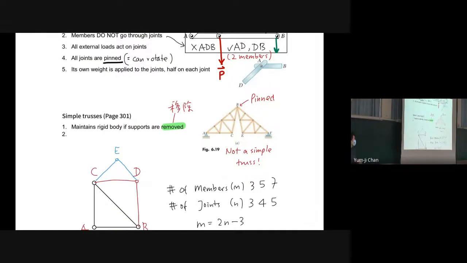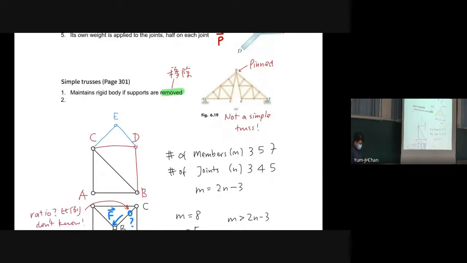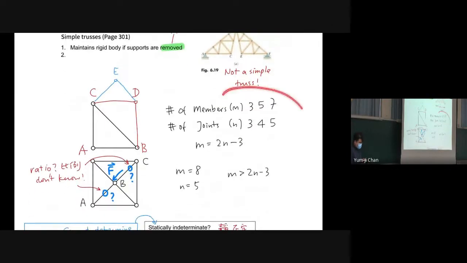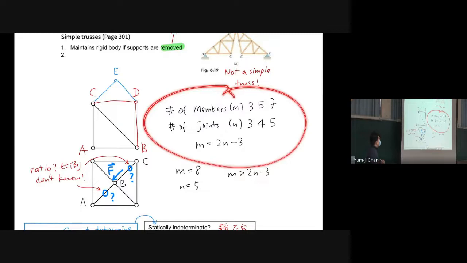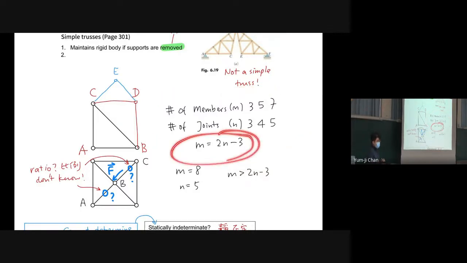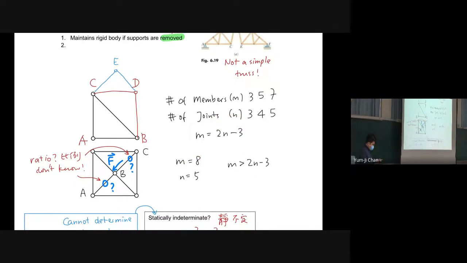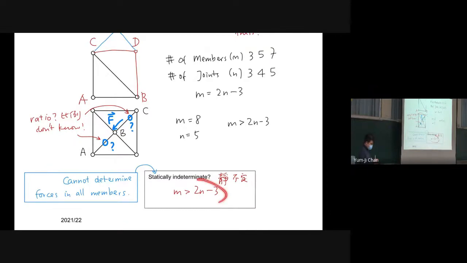Now we have a simple relationship of the number of members and the number of joints. In the examples we are doing, usually this is correct: m equals 2n minus 3. If m is larger than 2n minus 3, it is called statically indeterminate. This is what we have seen in chapter 4, and this means we cannot determine forces in all members.